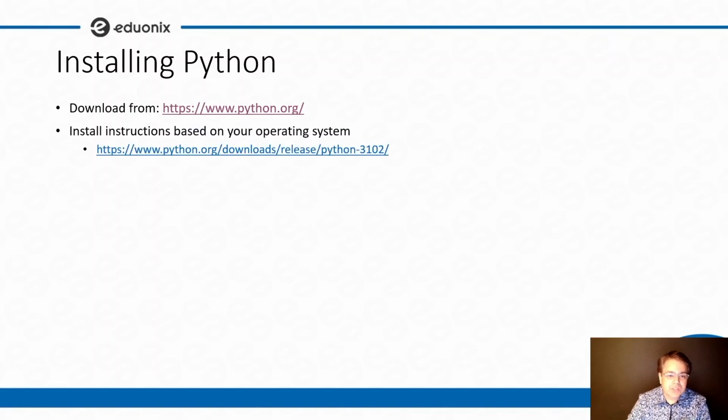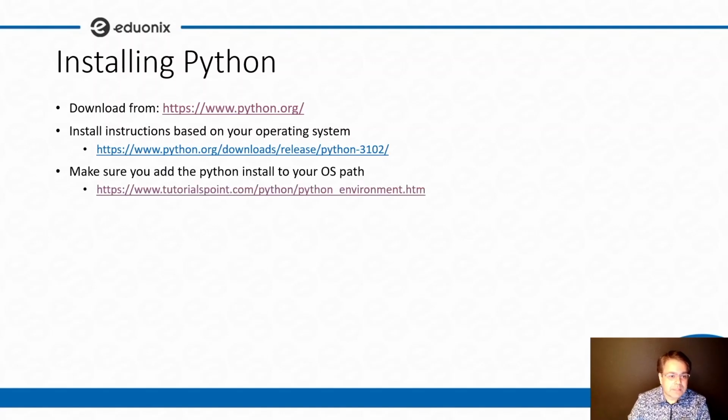The installation instructions are operating system dependent, and based on your own operating system, you can go to one of these links and install it on your operating system. Please make sure that you add the Python install to your operating system path. There are different ways to update the path of your operating system based on which operating system you're using. This particular link here shows different ways to update your path.